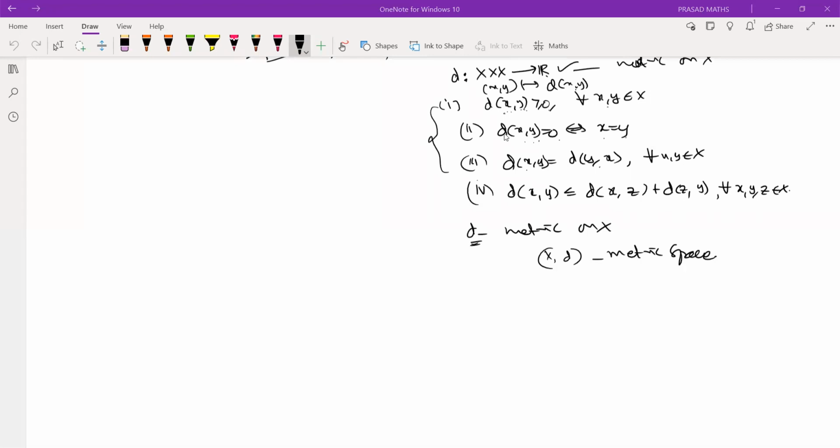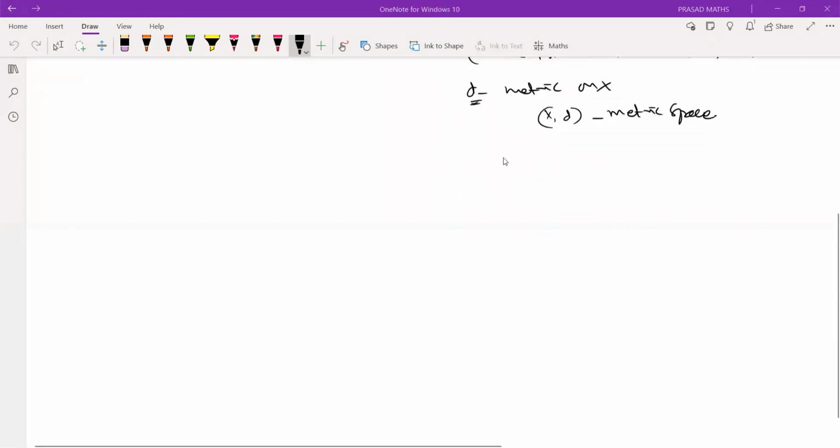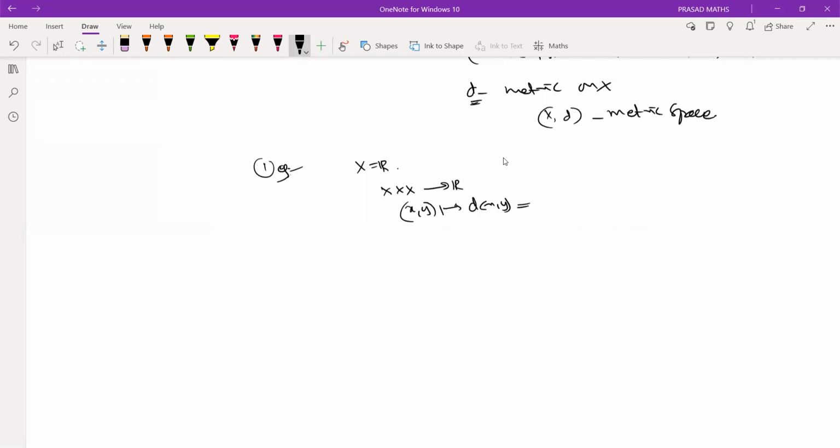So let us start with the simplest example. Suppose you take X equals R. My function is from X cross X to R. When you take (x, y) as an ordered pair, what is my function? For example, x minus y. That means the distance between x, y is x minus y, where x, y are real numbers and my set is the real numbers. The question is, is it a metric? Is the function a metric?